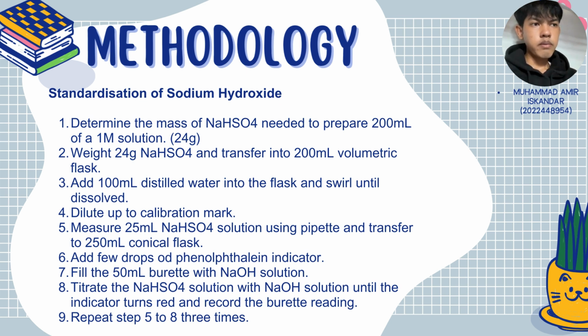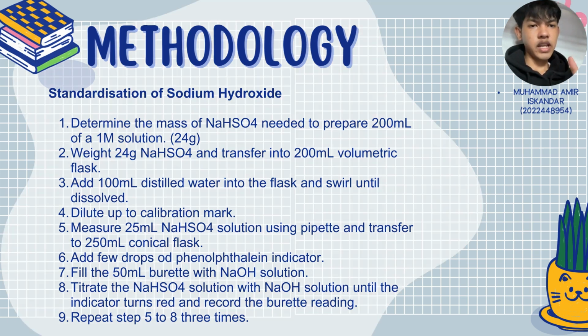Measure out 25 ml sodium hydrogen sulfate solution using pipette and transfer to 250 ml conical flask. Add a few drops of phenolphthalein indicator, and then fill 50 ml burette with sodium hydroxide solution and titrate the sodium hydrogen sulfate solution with sodium hydroxide solution until the indicator turns red and record the burette reading. Lastly, we have to repeat step 5 to 8 3 times.